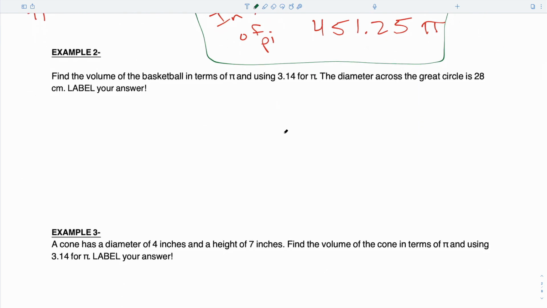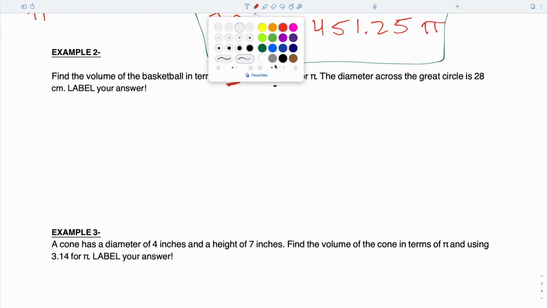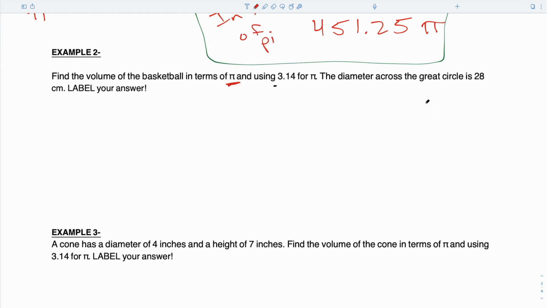Example 2, read it, please. Elia. Find the volume of a basketball in terms of pi and using 3.14. Both ways, okay? The diameter across the great circle is 28 centimeters. I guess the great circle means the middle of it. So let's draw a circle and put the formula.